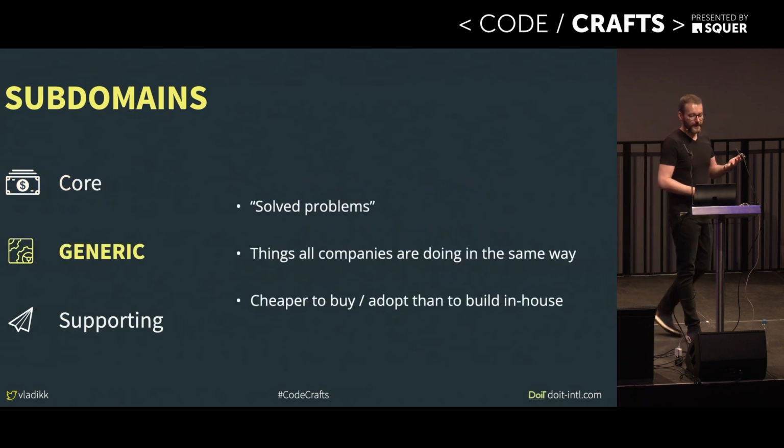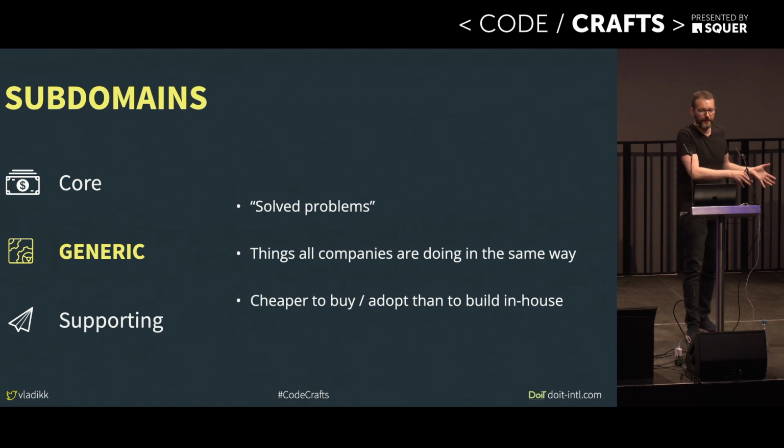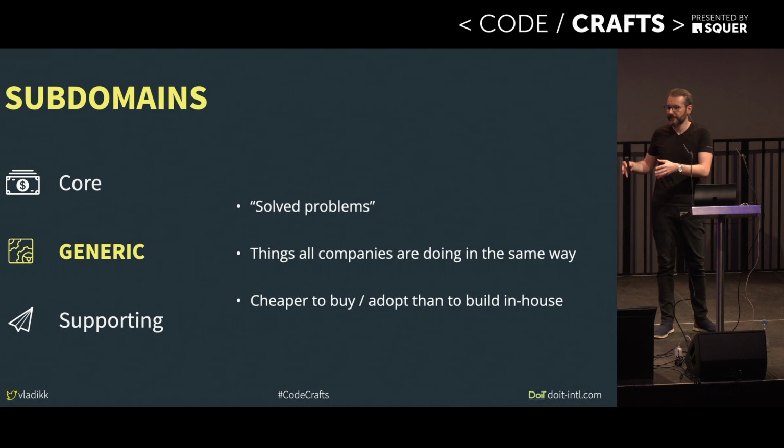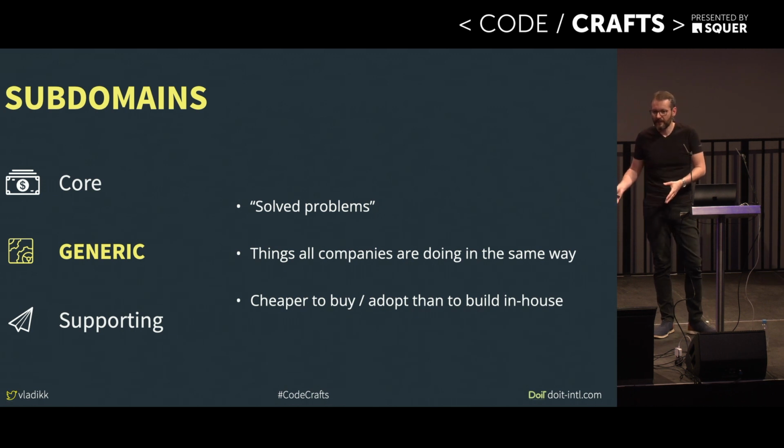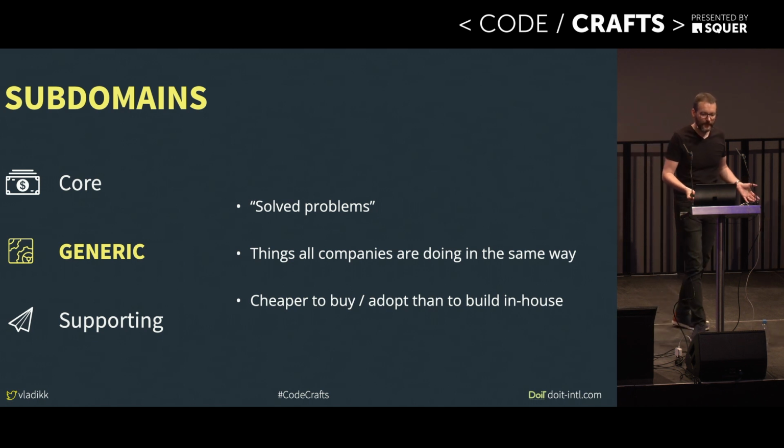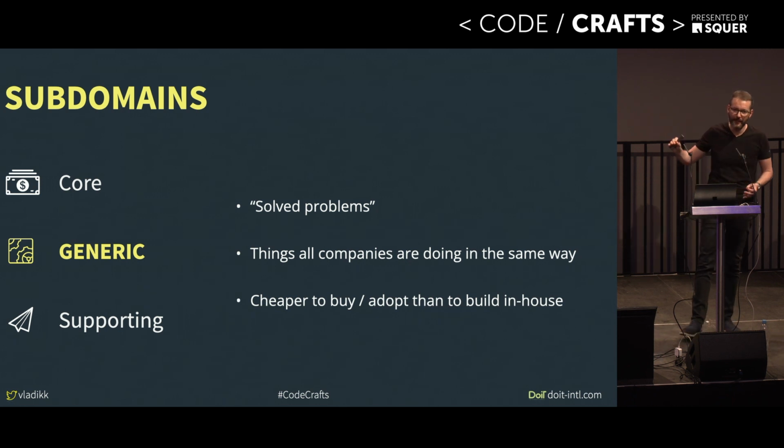On the opposite, generic subdomains are solved problems. Here we have to implement some functionality, but we have an existing solution that we can just use, like an off-the-shelf product or open source solution. And we can use it, and our competitors can use it, so there is no business differentiation here. So again, compared to the first one, here we have no competitive advantage. Everybody is using the same solution.